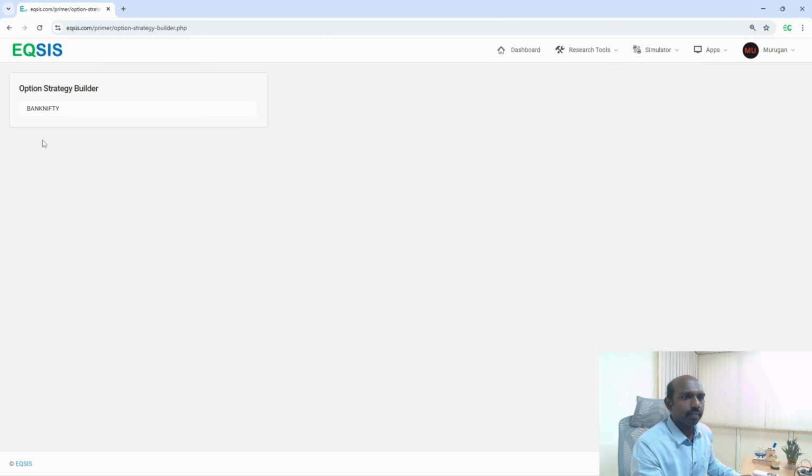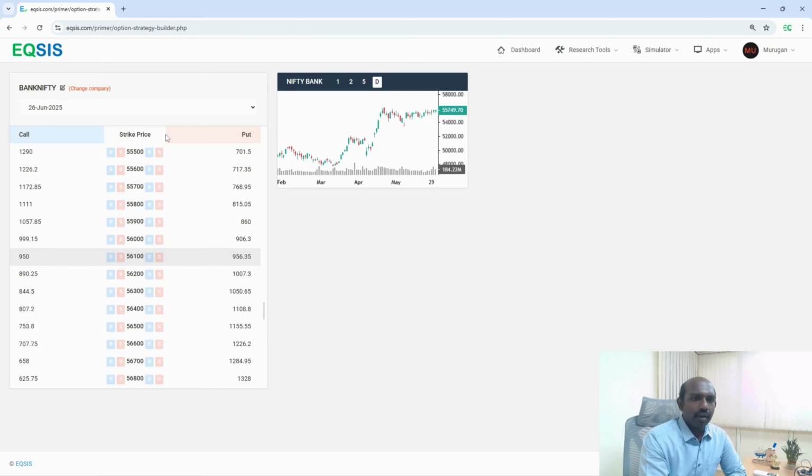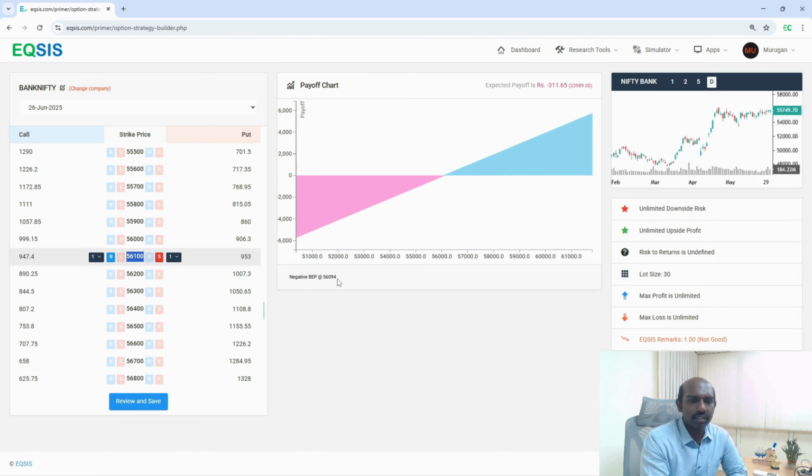Okay. So once you get into Bank Nifty, you have the Bank Nifty option chain here. Bank Nifty is now at 55,749, and the indicative at the money is trading at 56,100. I think you don't have to worry too much about it, because if you take call options and put options, then 56,094 is at the money.